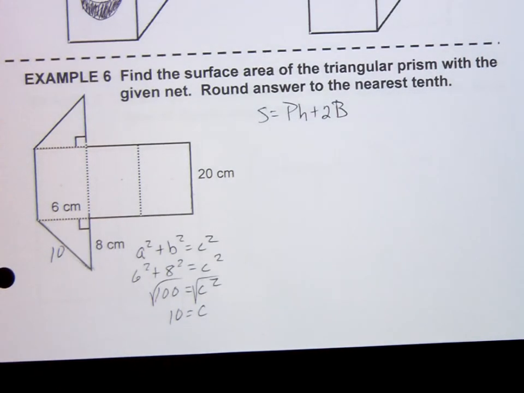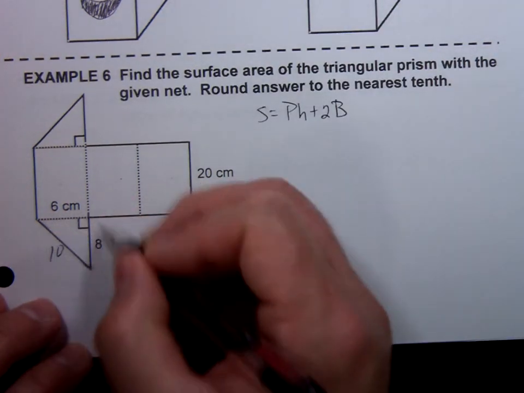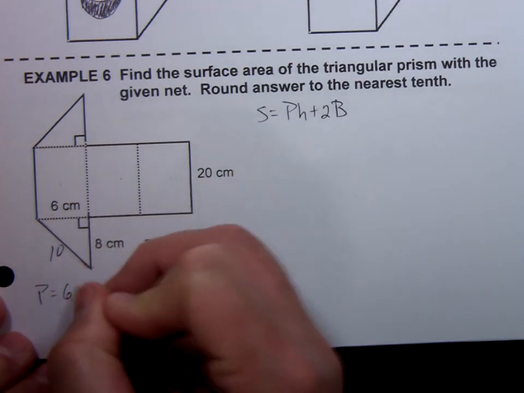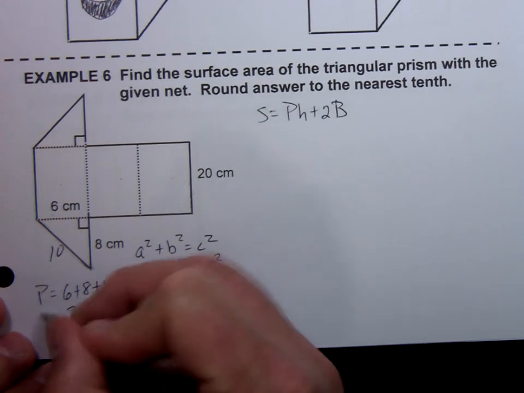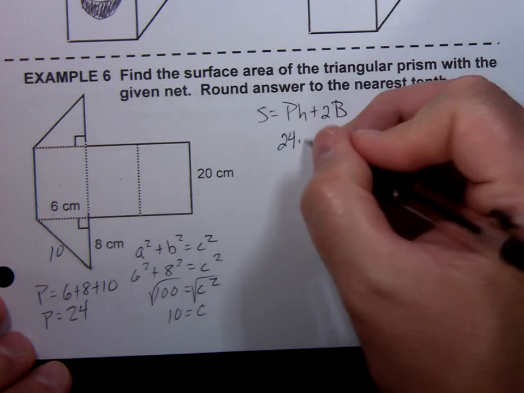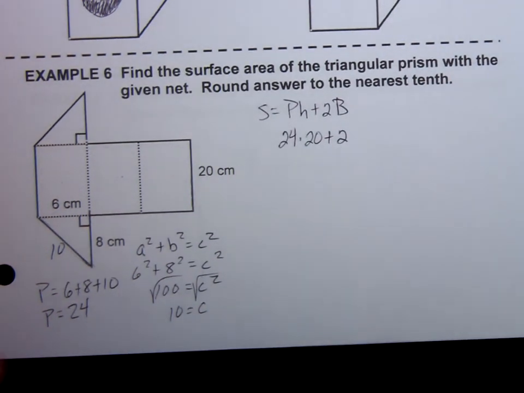Let's just do this. The perimeter of the base, remember the triangle is the base, we just have to add up 6 plus 8 plus 10. So the perimeter is 24. The height of the prism is 20. And then I need the area of the base, so I can put that in there as well.